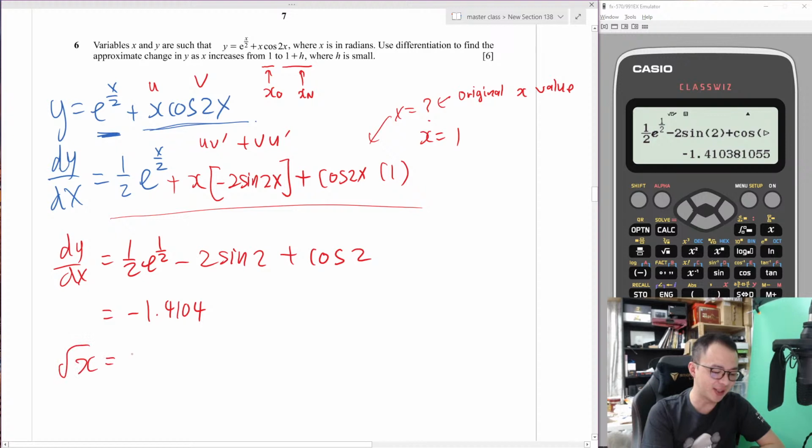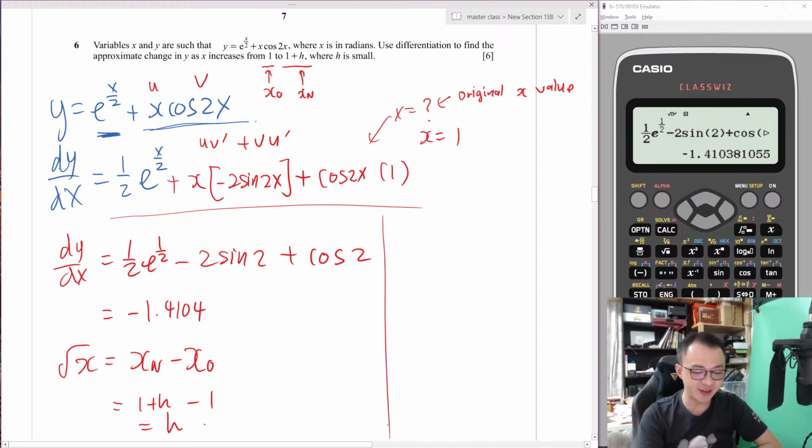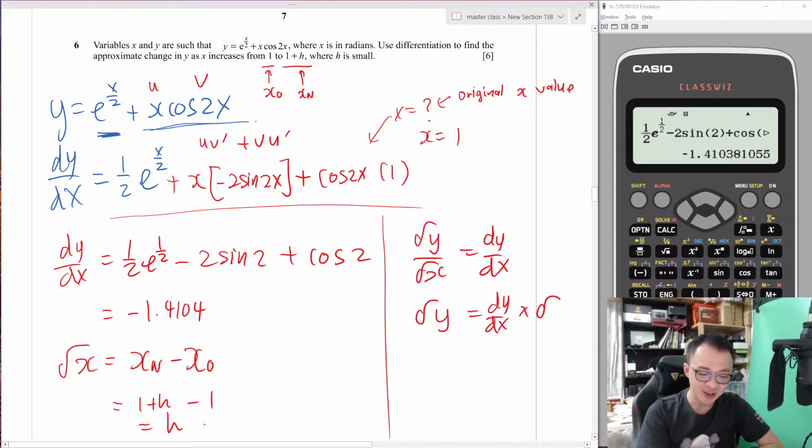Change of x is basically I take a new x value minus my old x value, which is 1 plus h minus 1, which is h. Right now I almost have everything ready. I want to find the change of y, isn't it? Change of y over change of x equals dy/dx. So therefore, I know an approximate change in y is basically equal to dy/dx multiplied by change in x.